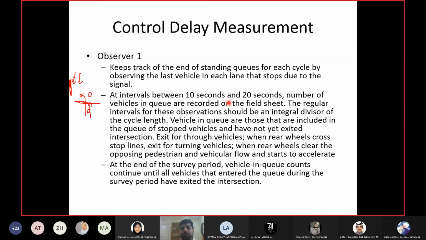Integral divisor is the opposite of multiple. So when I say it should be a multiple of 10 or multiple of 20, if you take the opposite, it becomes integral divisor. What do we mean? If the signal cycle is 60 seconds, can I take an interval of 10 seconds? Yes. Why? Because 60 divided by 10 will give me an integer. So this is what integral divisor means. When you divide by that number, you get an integer.